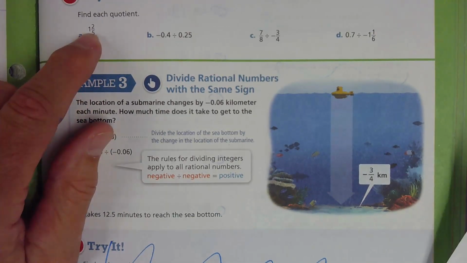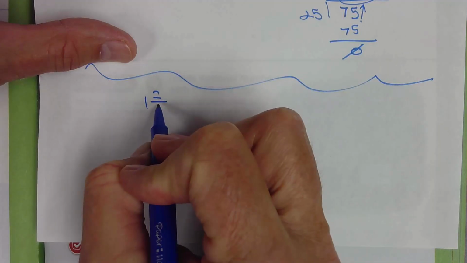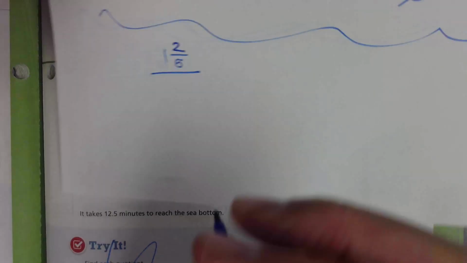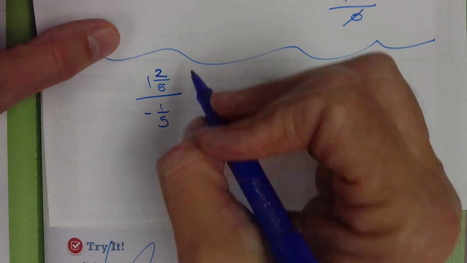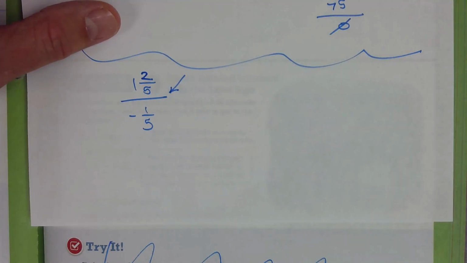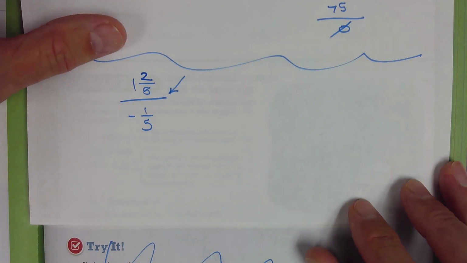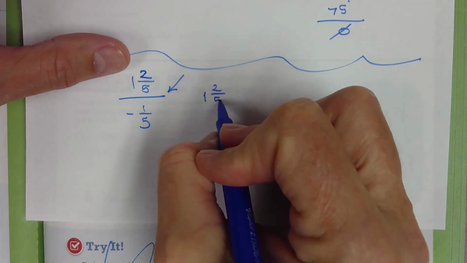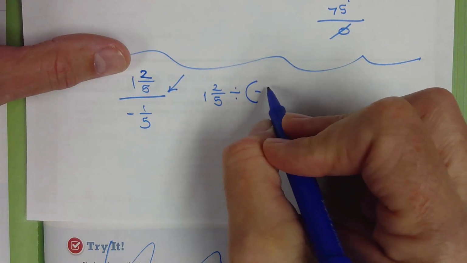So the first one is 1 2/5 over a negative 1/5. What does that line right there mean, Mr. Karkit? It means division. So that's what we're doing. And I could even rewrite it: 1 2/5 being divided by, don't forget this is negative, so I'll put it in parentheses, a negative 1/5.